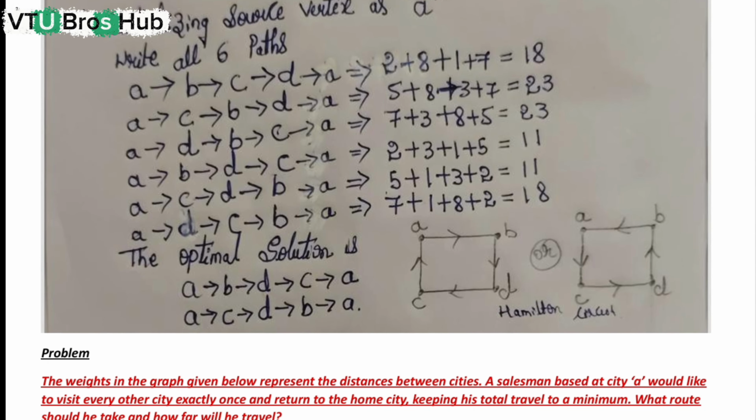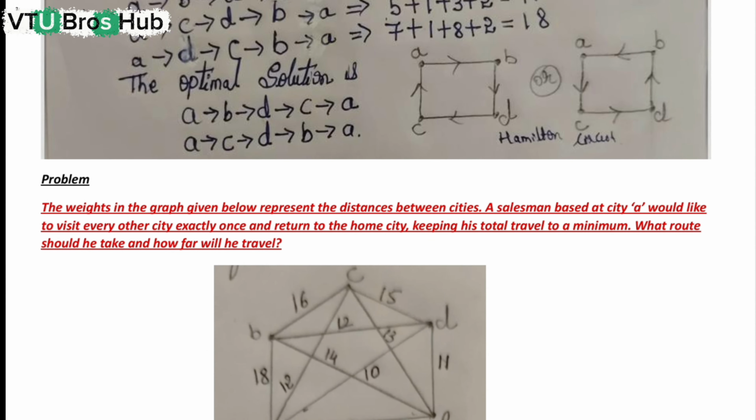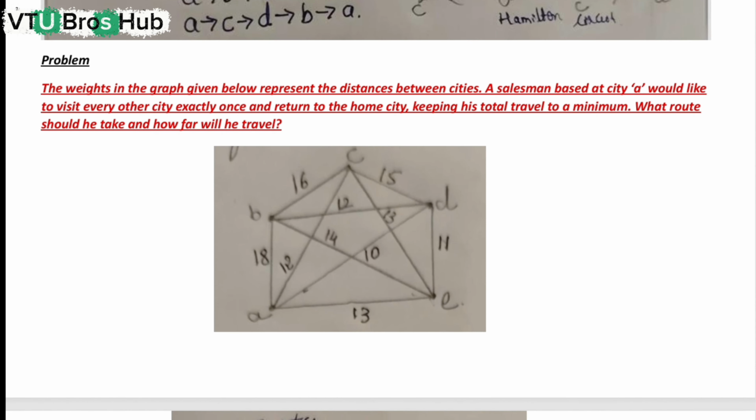Let's solve the traveling salesman problem, one of the most practical applications in graph theory. Question: a salesman starts from city A and wants to visit every other city exactly once, then return back to A while traveling the minimum total distance. This is a TSP, and we solve it using Hamiltonian circuits in a weighted graph. Vertices represent cities. Edge weights represent distances between cities.